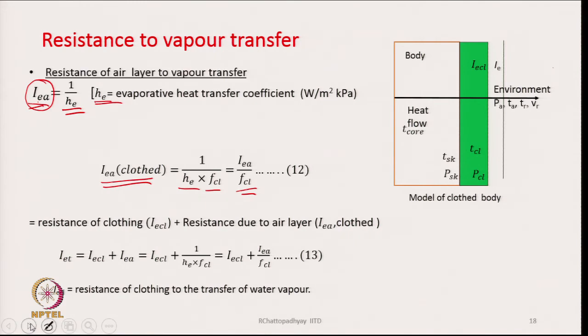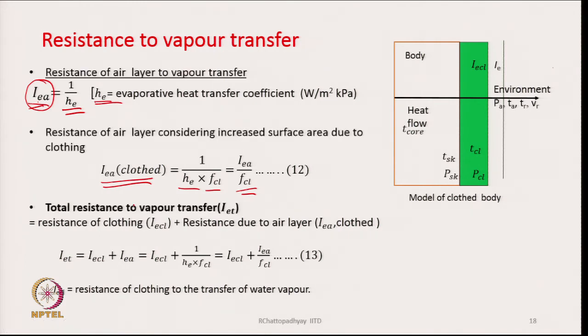Now, the total resistance to vapor transfer. First of all, this is the resistance of the air layer to vapor transfer without considering the increased surface area. That is, the first one is basically for a naked body. The second one is because the body is now clothed, but it is the resistance of the air.